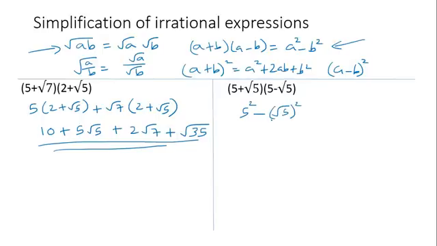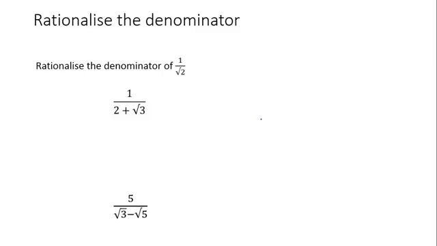Using the formula for (a plus b) into (a minus b), this is 25 minus 5, which is 20. So that's how we simplify irrational expressions. Another common set of problems will be to rationalize the denominator.